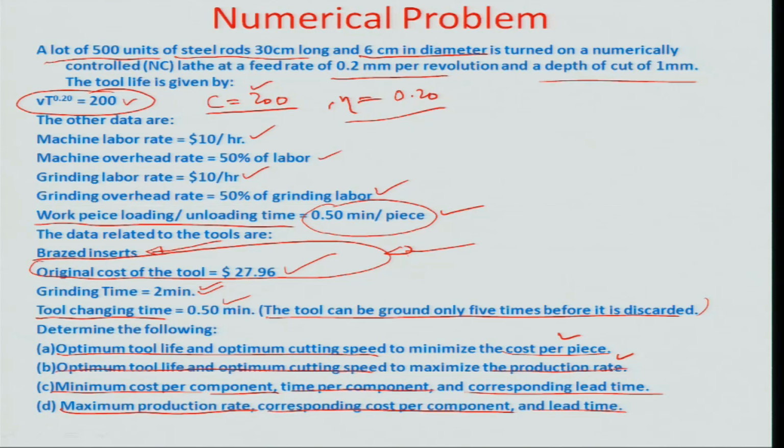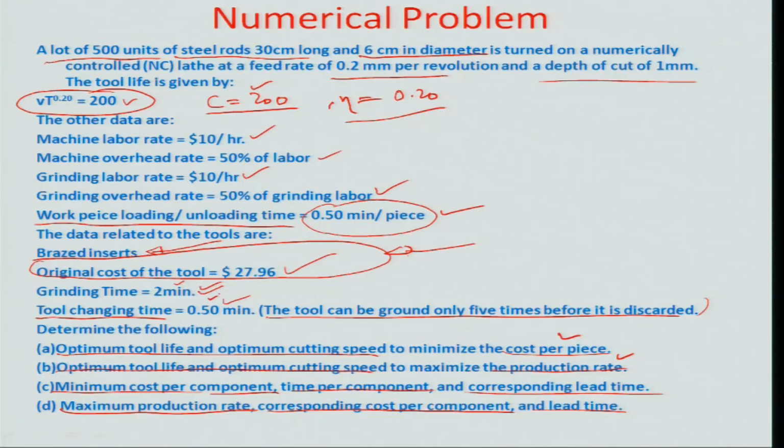The original cost of the tool was recorded as $27.96 and the total grinding time was given as 2 minutes, a tool changing time of about 0.250 minutes, and workpiece loading unloading time to be again 0.50 minutes per piece. So we obtained actually the values for the optimum tool life or optimum cutting speed for both the conditions.